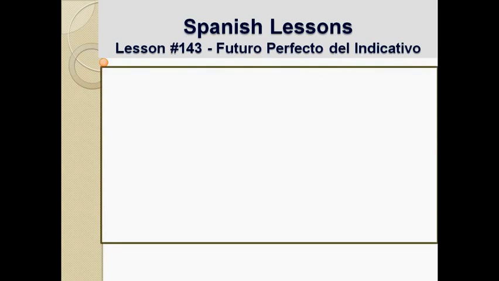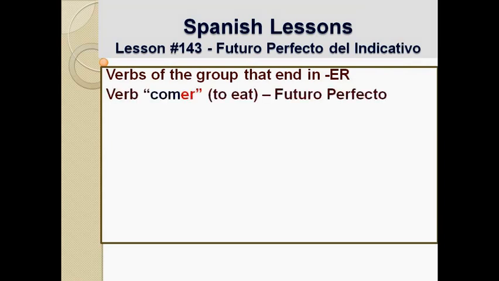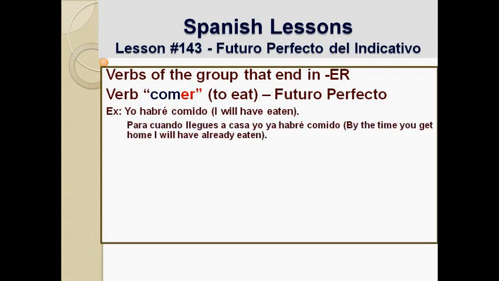Now we will continue with the second group of Spanish verbs, the second classification. This is the group of verbs that end with the letters ER. And our example will be using the verb comer. Comer means to eat. Yo habré comido. I will have eaten.